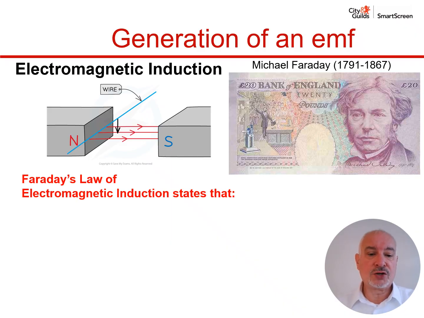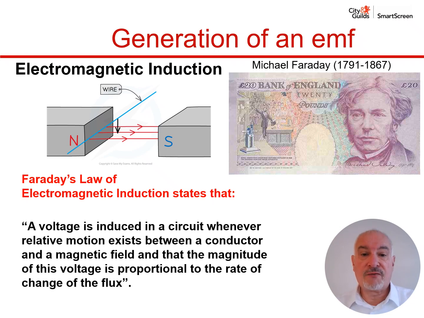And he gave us a law. It's called Faraday's law of electromagnetic induction, and this is it. A voltage is induced in a circuit whenever a relative motion exists between a conductor and a magnetic field, and that the magnitude of this voltage is proportional to the rate of change of the flux.